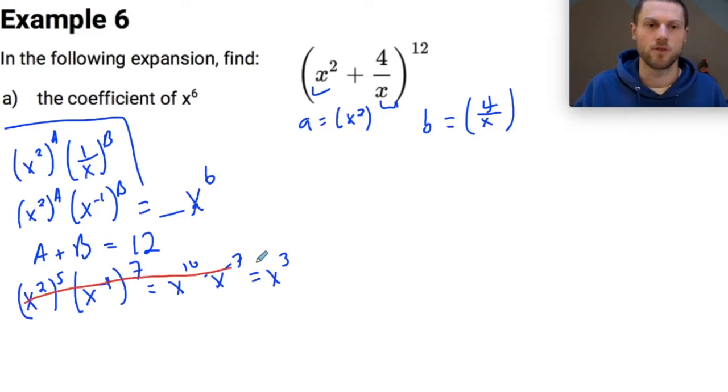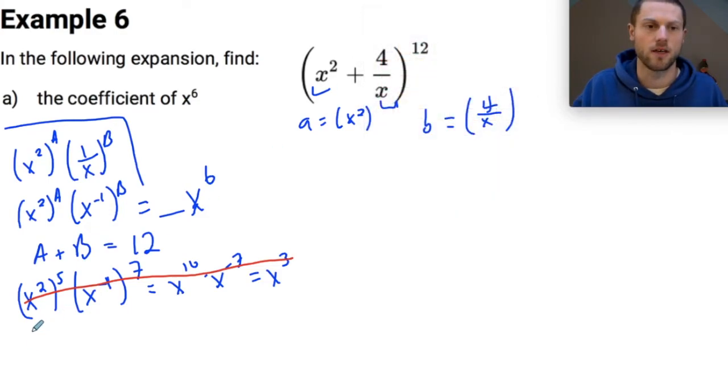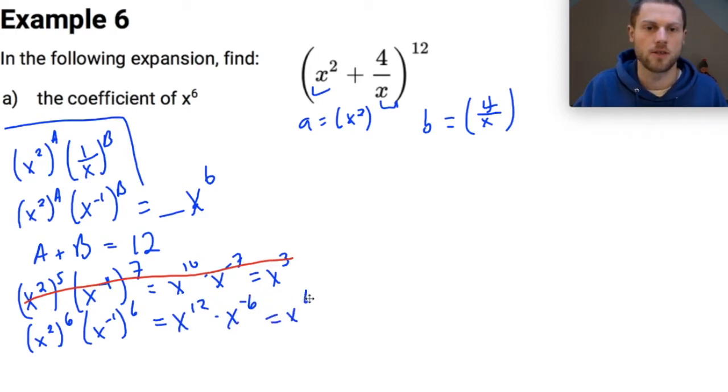So 5 and 7 does not work as my respective exponents for these terms. Let's pretend that never happened, and let's try a different guess. So why don't we try 6 and 6. If I take x squared to the 6th power times x to the negative first to the 6th power, then that'll be x to the 12th times x to the negative 6th. I add those exponents, and that is x to the 6th. So what does that mean? That means that the powers of my a and my b in this term should be 6 and 6.